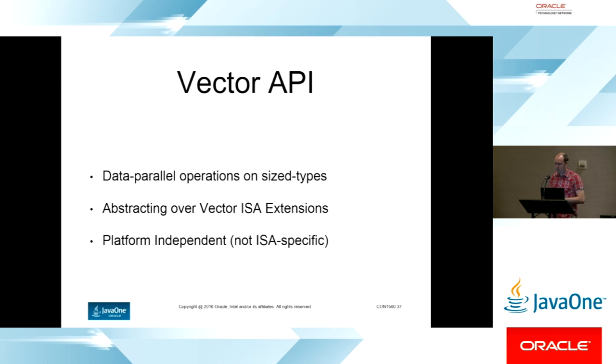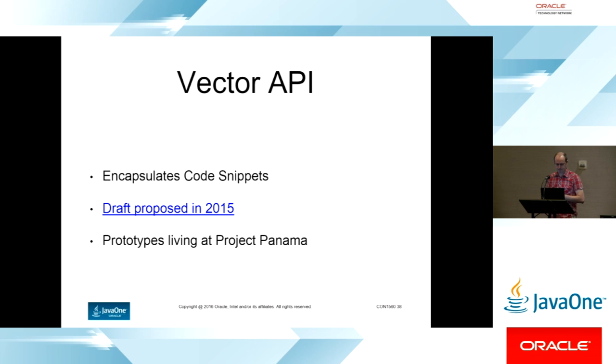So, data parallel operations over sized types, and we're getting over code snippets. Wrapping them up, this draft I think Paul mentioned. Paul snuck it into his talk last year. This draft was proposed by John Rose, the VM architect, in 2015. There are a number of different prototype implementations living in Panama that you can check out.